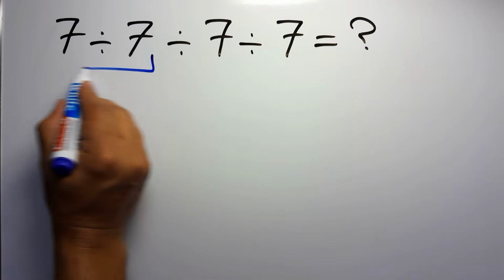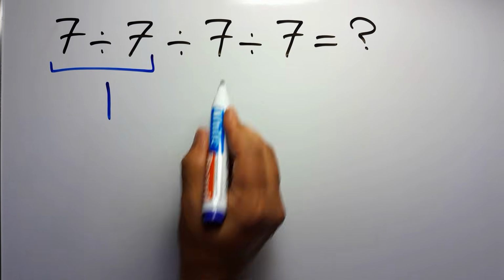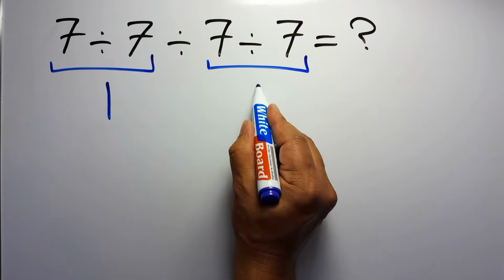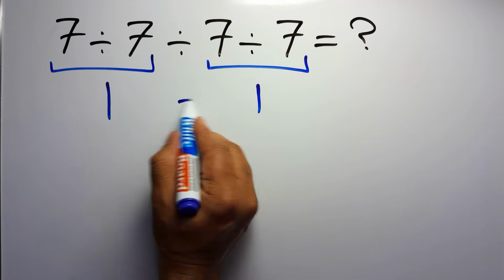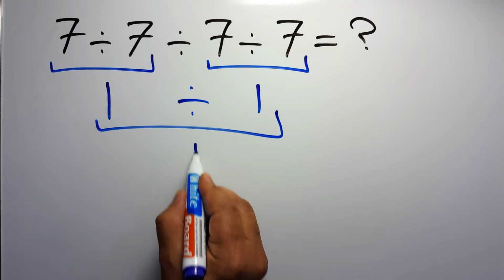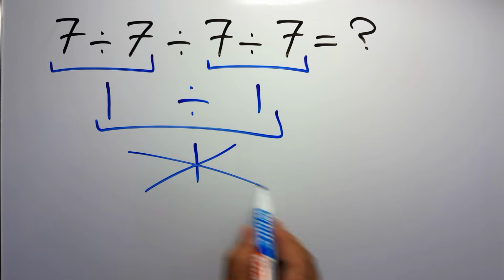7 divided by 7 gives us 1. And again here we have 7 divided by 7. So 1 divided by 1 is just 1. But this answer is not correct.